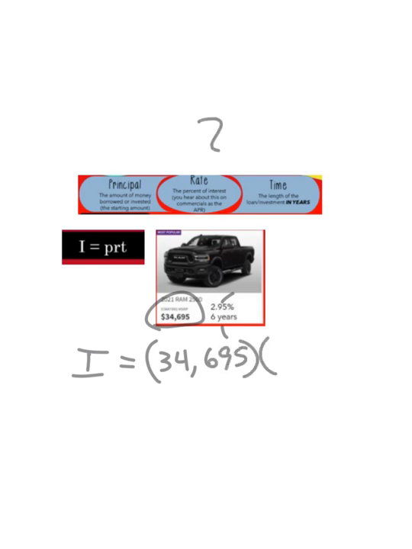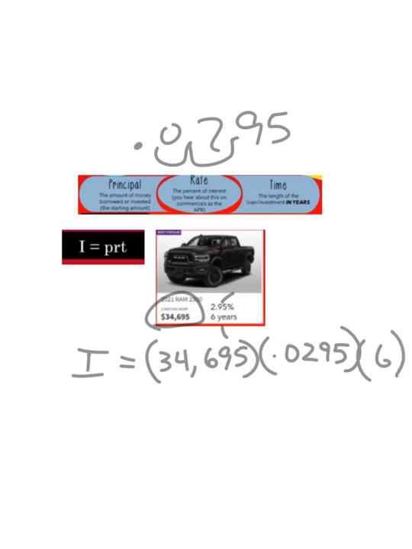All right. So this Dodge Ram, our principal is going to be that. Our interest rate is there, and the amount of time is right there. So interest equals 34,695 times 2.95%. Divide that by 100 or move the decimal place 2 to the left. We'll get 0.0295. And then multiply that by the amount of time, which is 6 years.